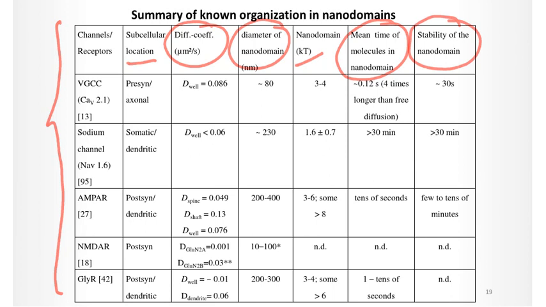So we looked at this for voltage calcium channels, sodium channels, and receptors. The data are less clear for NMDA and calls for really looking at them carefully, and glycine receptors.